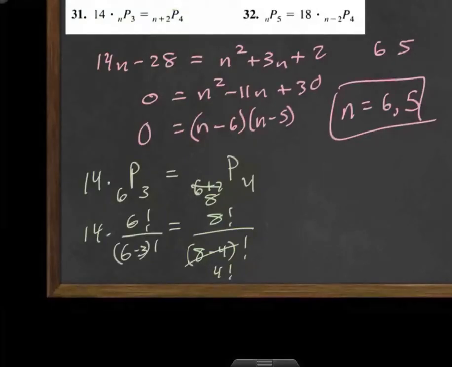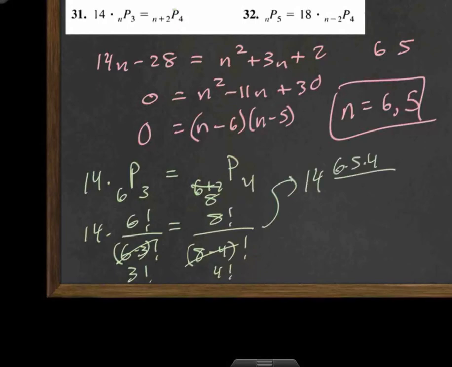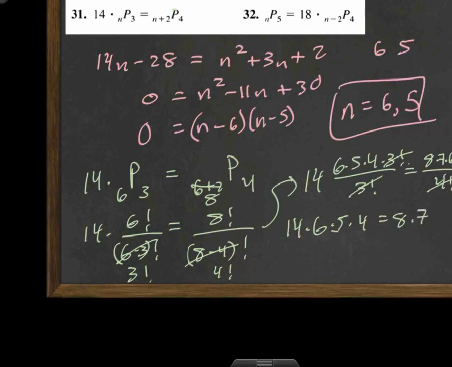Okay, cleaning stuff up here. We're going to get 14 times 6 times 5 times 4 times 3 factorial over 3 factorial. Those are going to cancel out. On the other side, let's go 8 times 7 times 6 times 5 times 4 factorial. It's really tiny right there. Cross out the 4 factorial. So on this side we have 14 times 6 times 5 times 4. On this side we have 8 times 7 times 6 times 5.